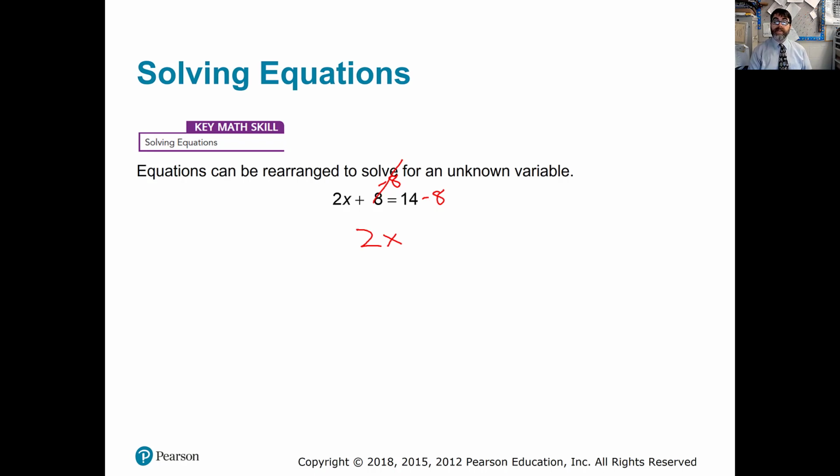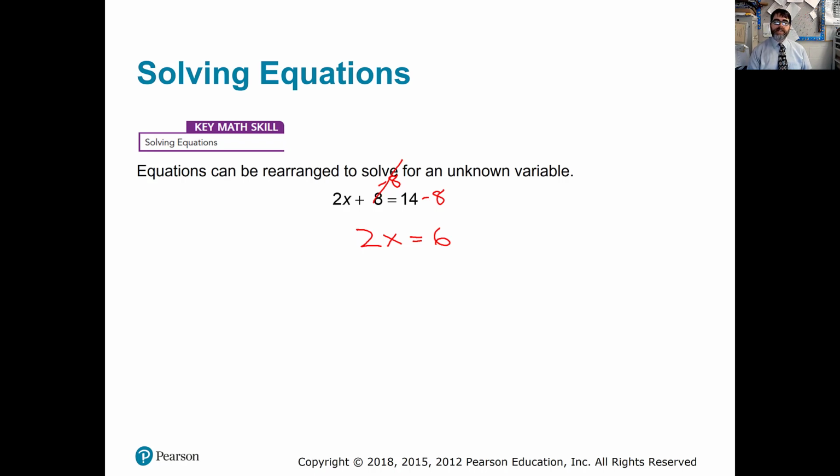So I'm just going to leave it as 2x is equal to, and 14 minus 8 is 6. Hopefully you can do that in your head, but you're always welcome to use a calculator. And once you've taken care of rearranging the addition stuff, then you can rearrange the multiply divide stuff.